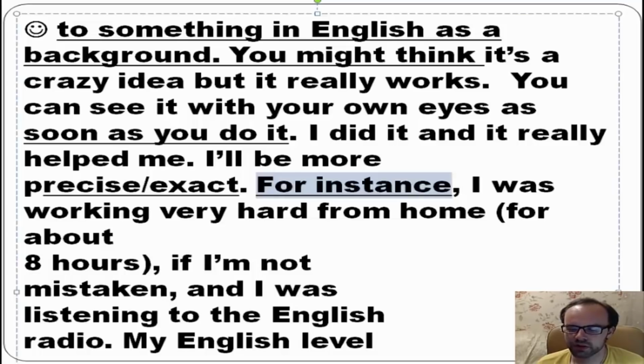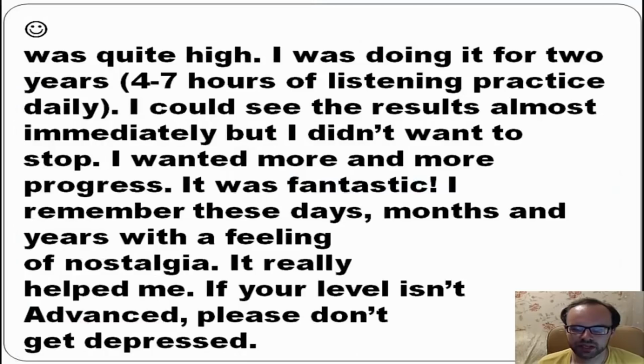If I remember it correctly, I was listening to the English radio as a background, and my English level was quite high. I was doing it for 2 years, I mean, from 4 to 7 hours of listening practice daily. It's a very important thing to study regularly and systematically. We talked about it, and I could see the results almost immediately.